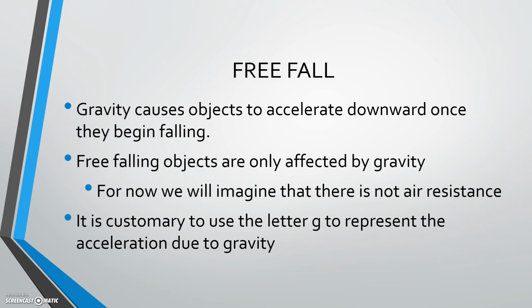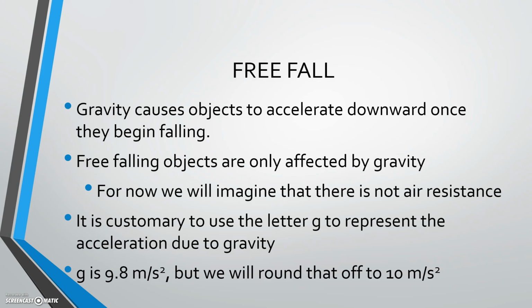It's customary to use the letter g to represent the acceleration due to gravity. And when we talk about the acceleration due to gravity, it's a constant. On Earth, that value is 9.8 meters per second squared. What we're going to do for our purposes is round that number off to 10 meters per second squared. What that means is every second a falling object will be moving 10 meters per second faster than the second before.